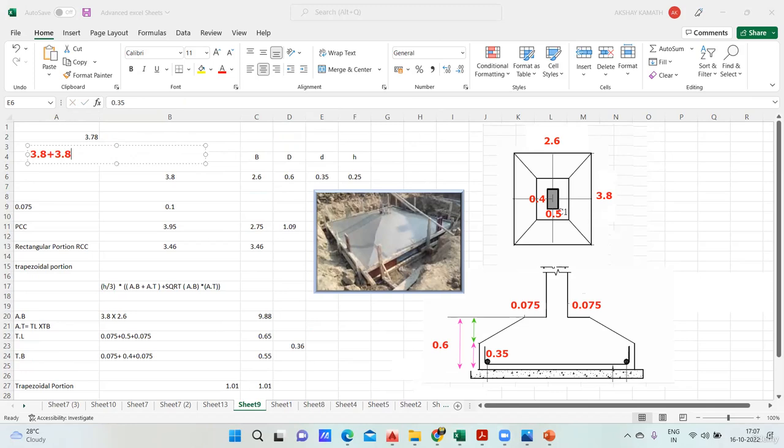3.8 plus 3.8 plus 2.6 plus 2.6. Let me know how much answer we are getting for this. So 3.8 plus 3.8 plus 2.6 plus 2.6. So I'm getting 12.8. Okay, 12.8 is the perimeter. I'll multiply this by the depth. Depth is 0.35. Multiply this by 0.35. 4.48. Exactly, I should get 4.48 square meter. And why am I getting 3.78 in this case? Let me recheck this.